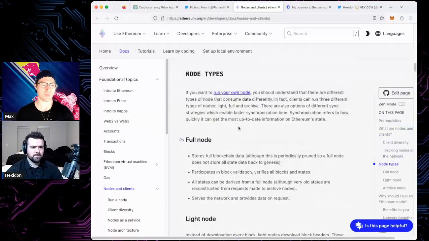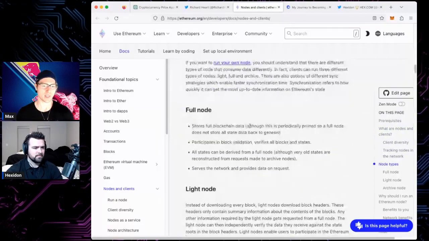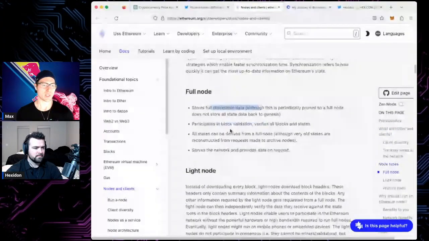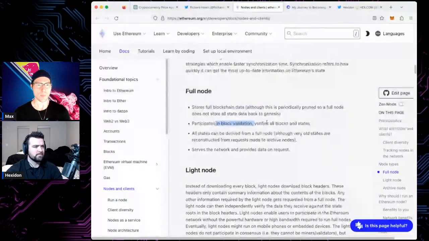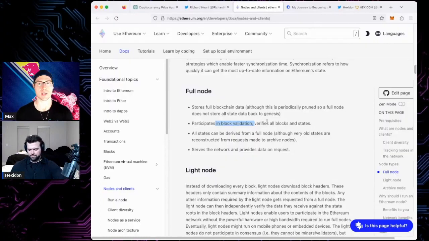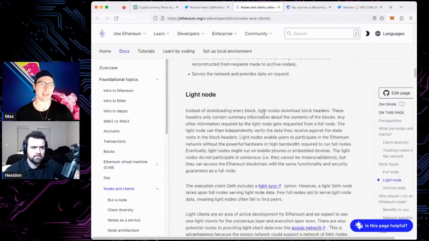But node types: a full node stores all the blockchain data, and it can participate in block validation. That's how you get paid. Some of the fees are burned, and then the priority fees, which used to go to the miners' wallets as mining fees, now you can delegate to go to a wallet to get paid in ETH 2.0. And then the light nodes are basically, I won't go into the details.